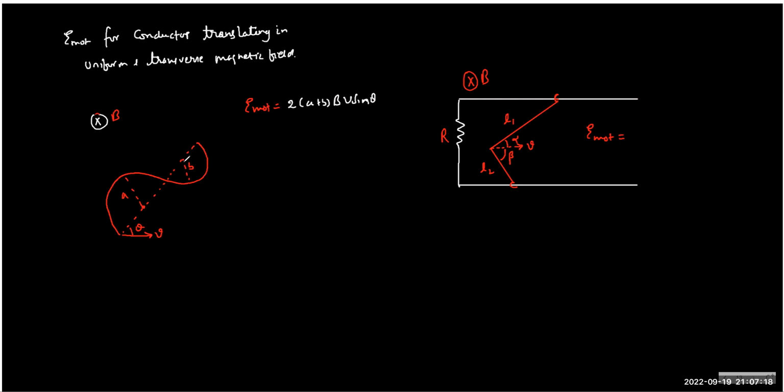So, BVL sin alpha plus sin beta. It is not L, it's L1, L2. Oh, yes, sir. L1 sin alpha plus L2 sin beta. Correct. So the total length which is normal to the velocity is this much only.